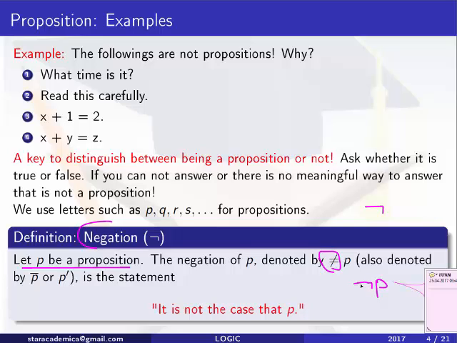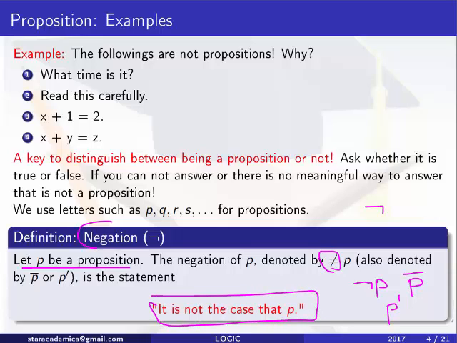So this is how we are going to denote it. It is read as not p, or sometimes in the books, or even we may use this bar notation, or p prime notation. So we have three ways to represent not p, the negation of p. What does it mean in English? It means that it's not the case that p. It's not the case that p.